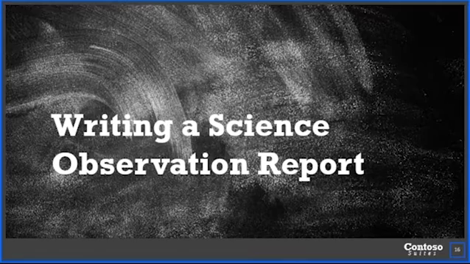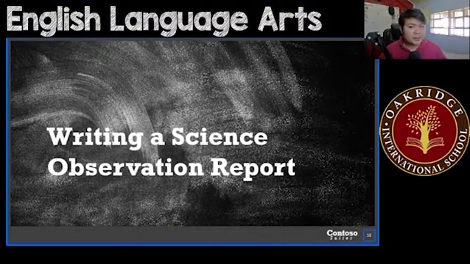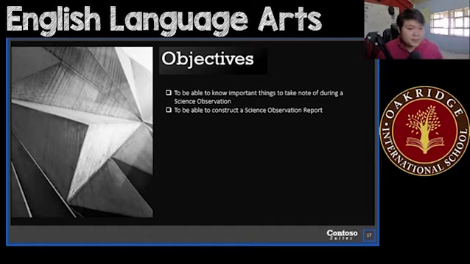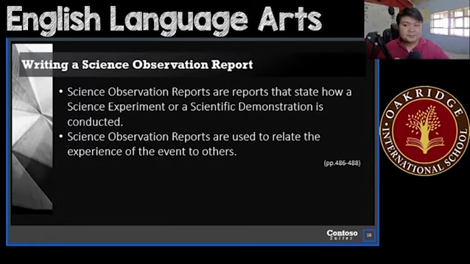Okay, so what are our objectives for this lesson? We have 2. To be able to know important things to take note of during a science observation, and then to be able to construct a science observation report. Okay, so writing a science observation report, right?